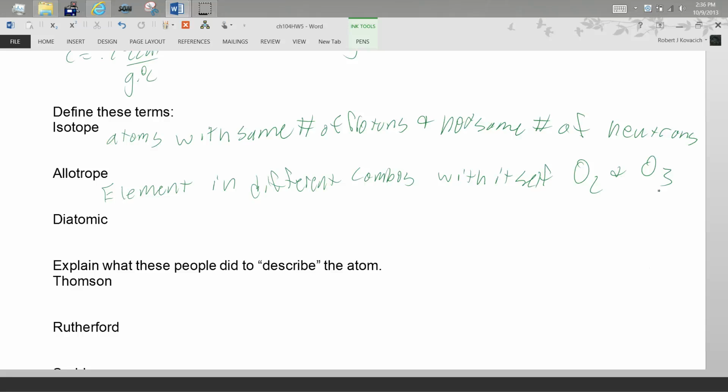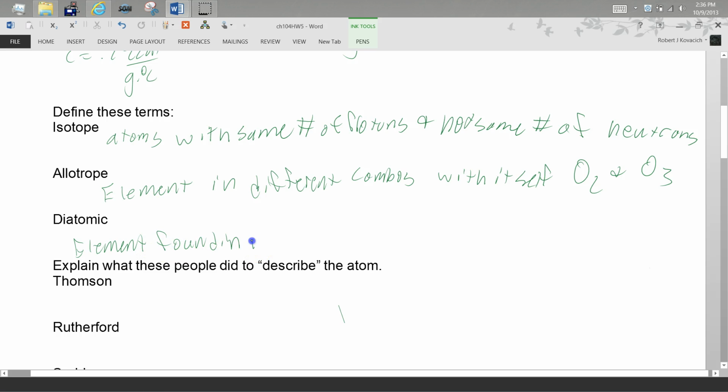Diatomics? An element that's pure for itself. Okay. Examples are H2 and O2 and so on. That's all of them. There are only 7.